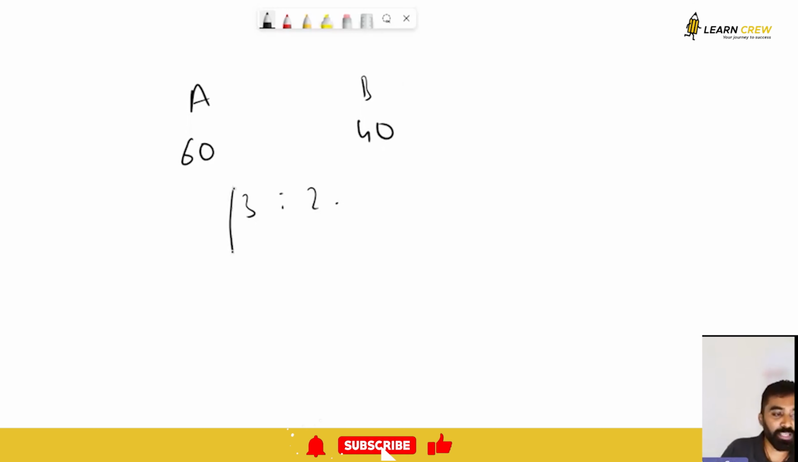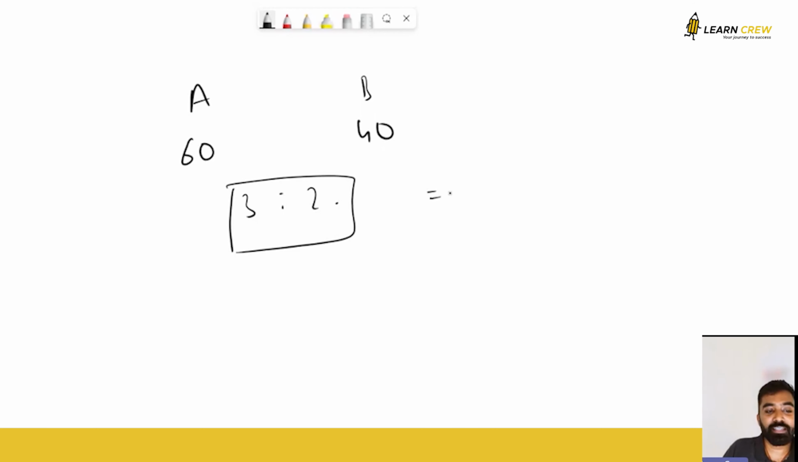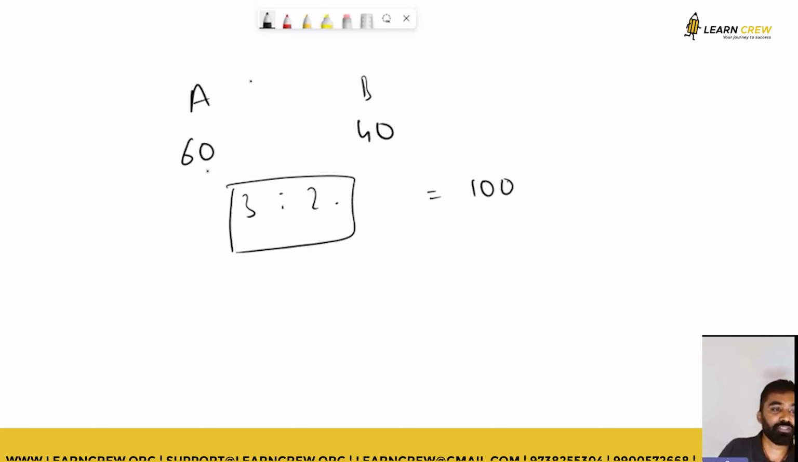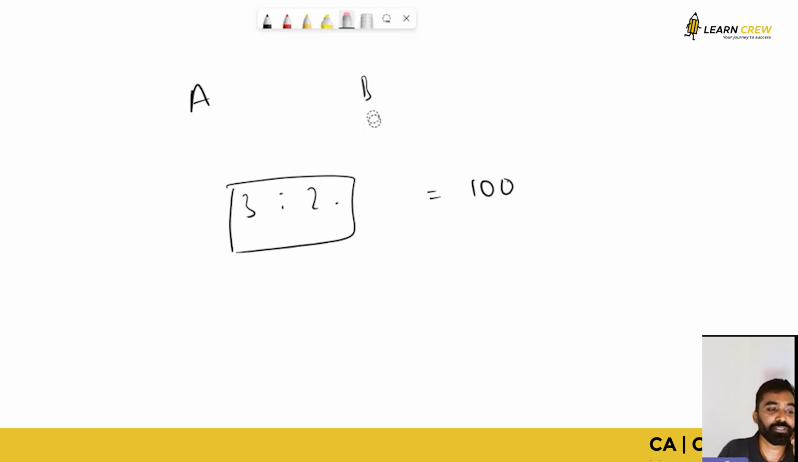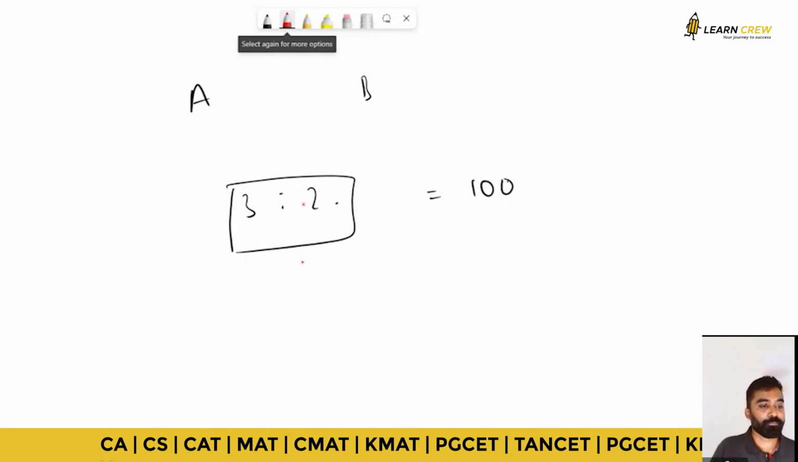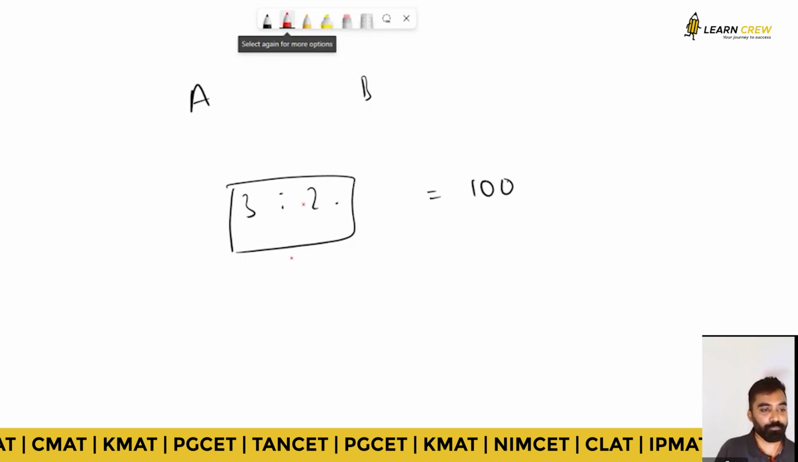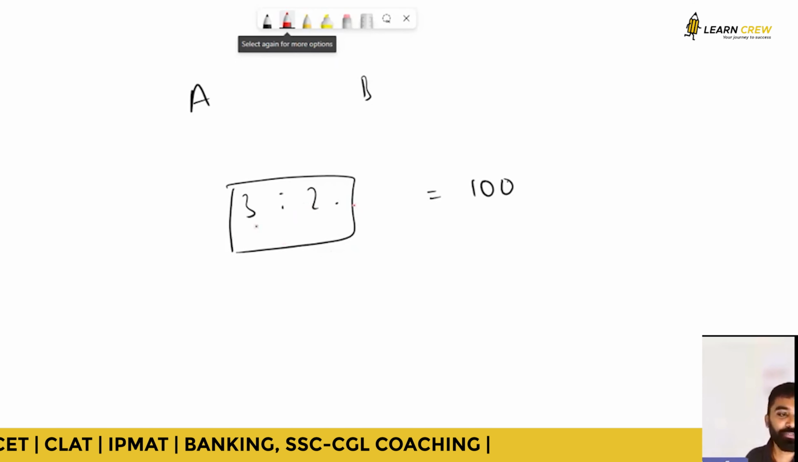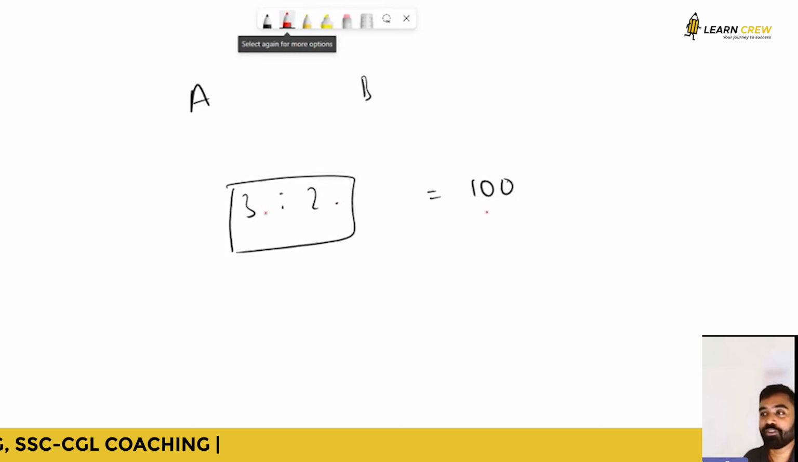Now, in case only this ratio is given and they are telling the amount is 100 rupees, how will you find out the amount which they have got? This information is not given now. You should add 3 plus 2, and 3 divided by 5 into 100, 2 divided by 5 into 100. Okay, fine. Now, if the ratio given is A is to B is 3:2 equal to 100, and they're asking you to find what amount A got and what amount B got.